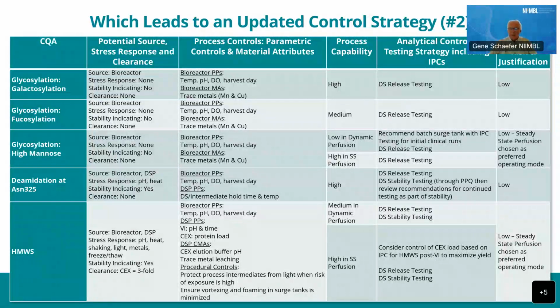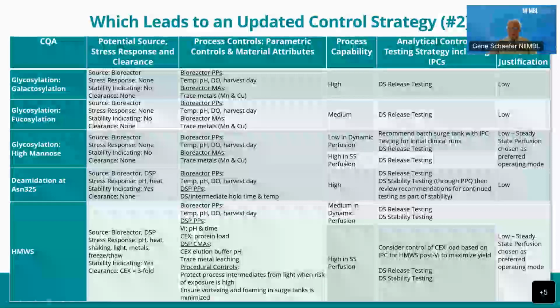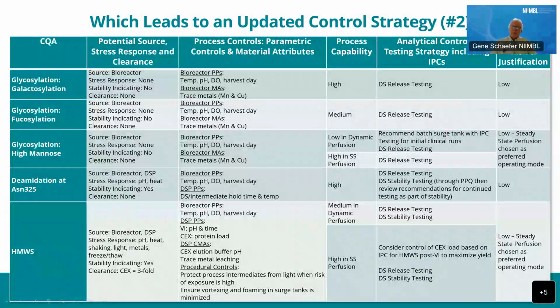Again, this was just invented data. We're really looking at a condition where you may have more variable or less variability in that attribute, and with no downstream clearance, you're really relying on bioreactor control.